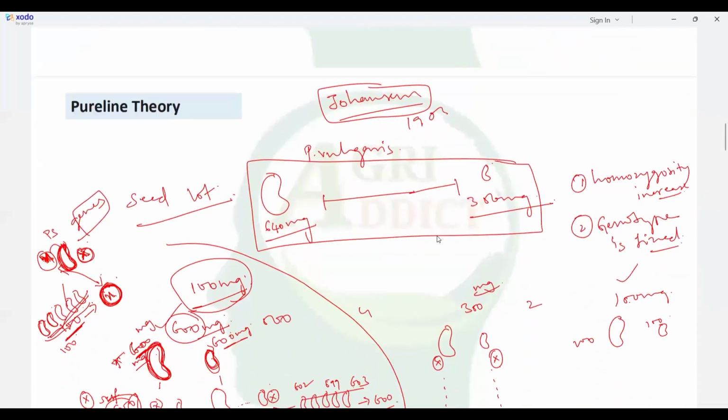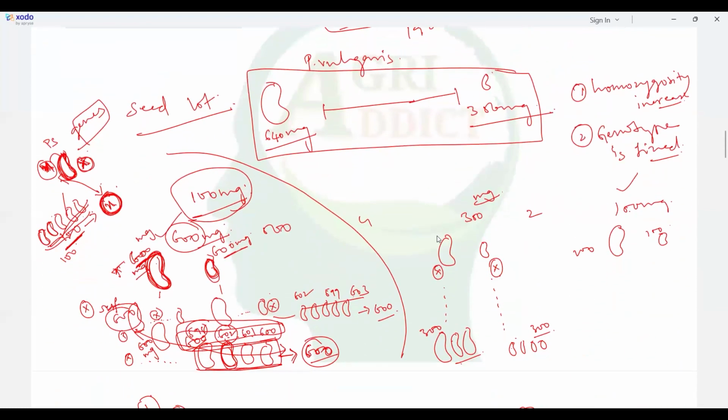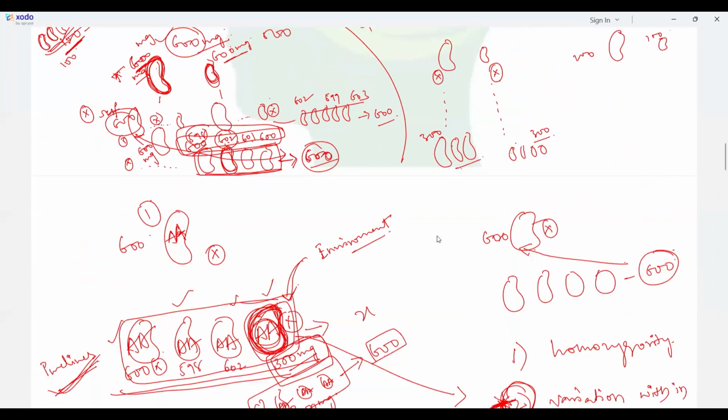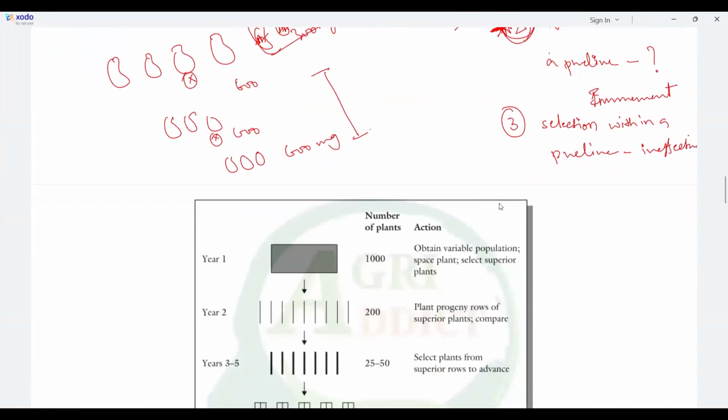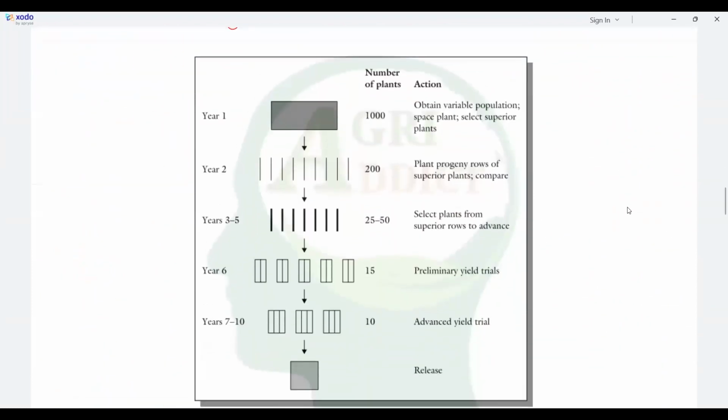Okay. So it is practiced in the self-pollinated crop. This is just a visualization of the pure line breeding method, where from a variable population, just like Johannsen, who got the seed lot from the market. Just like that, if you have any variable population, you will select the plants which are superior, and then you will forward them.